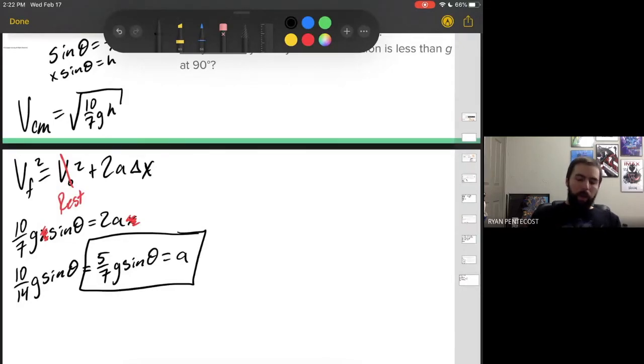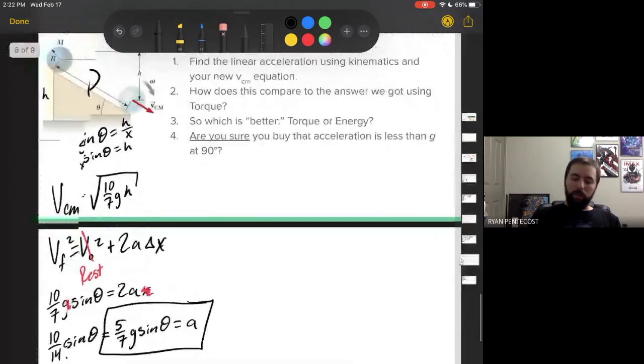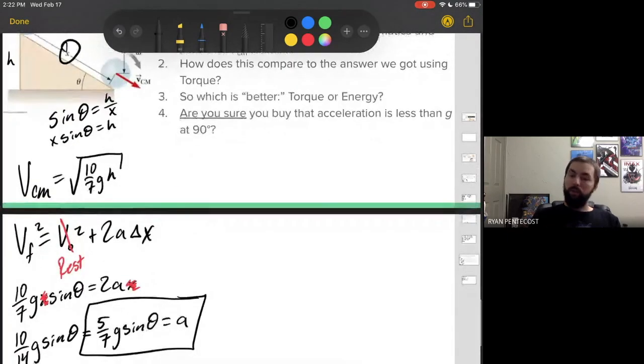Now, how does this compare to the answer we got using torque? That should look really familiar because that's the exact same answer we got last time, right? But remember, torque actually took into account that pivot point. It actually took into account that axis of rotation because it used the parallel axis theorem. But using that kinetic energy, you didn't use the parallel axis theorem, but we were still able to get the right answer, right? We got the exact same answer. So which is better, torque or energy? We got the same answer, right? It really is going to depend on what information you're given for the problem, right?